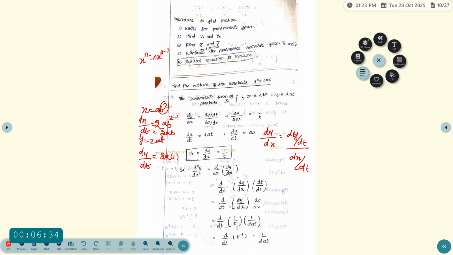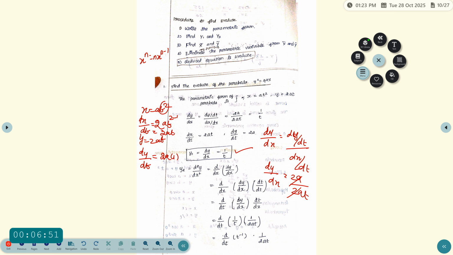So here we can substitute all those things. dy by dx is equal to dy by dt divided by dx by dt. dy by dt is 2a, dx by dt is 2at. Then these two will be cancelled. We are getting simply 1 by t.